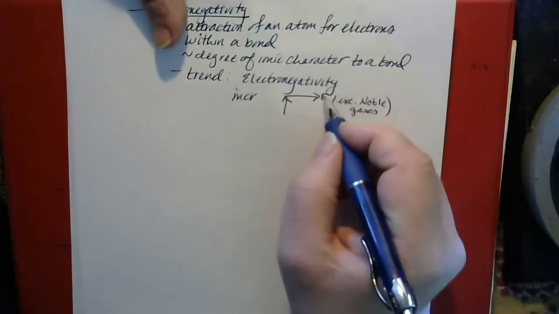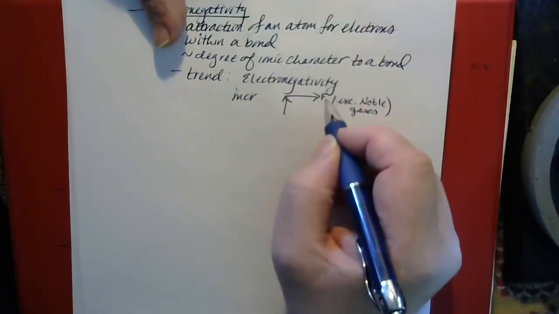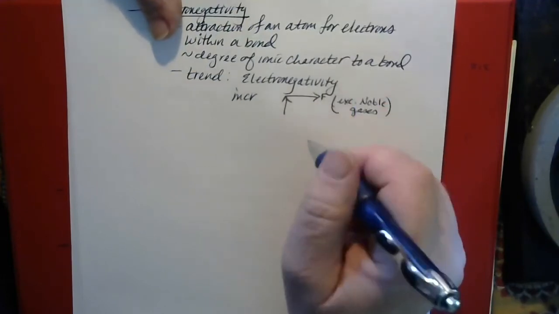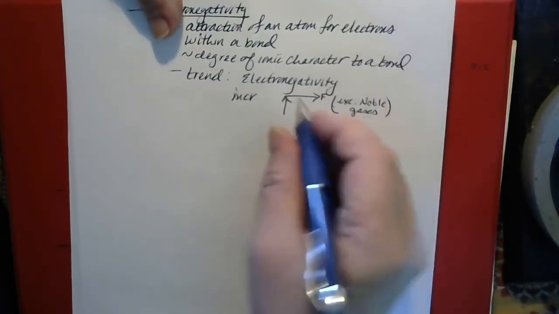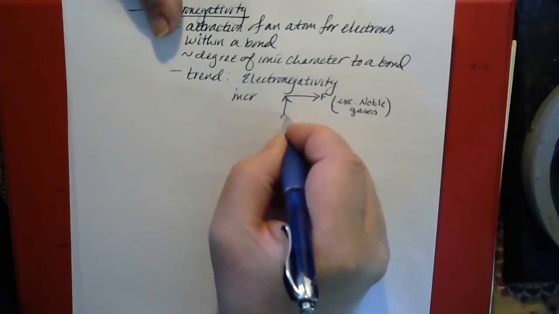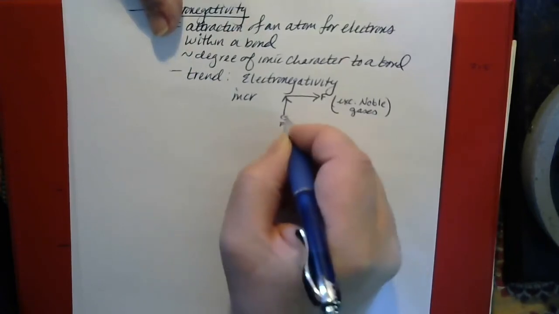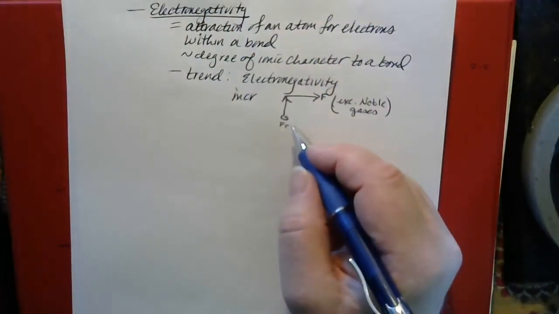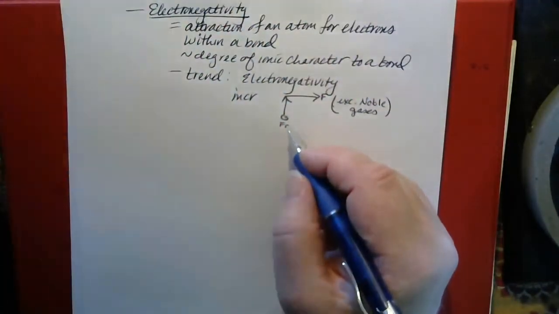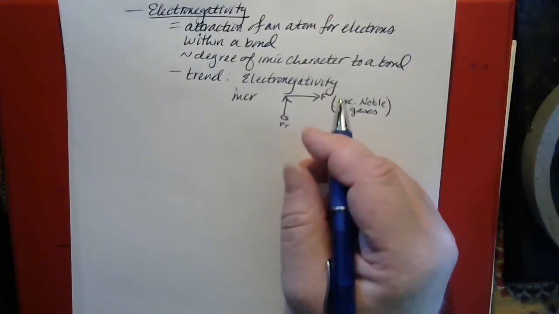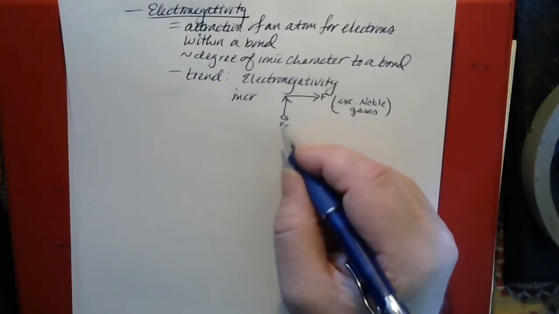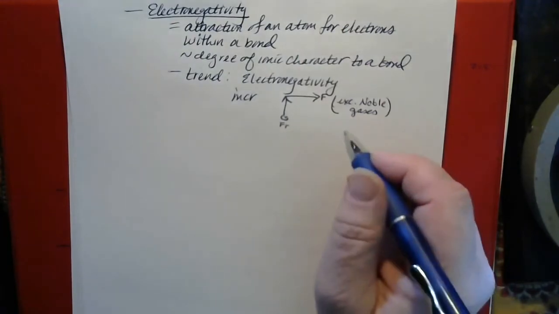The most electronegative element in the entire periodic table is fluorine, which is in the upper right-hand corner, ignoring the noble gases. And the two least electronegative elements, they're tied for last place, would be cesium and francium, which are down in the lower left-hand corner of the periodic table. They have very, very low electronegativity values.